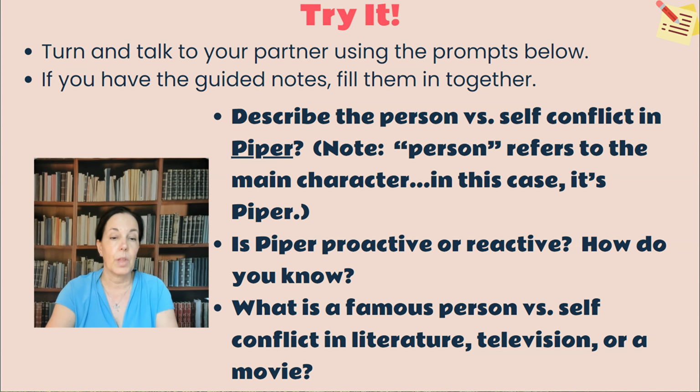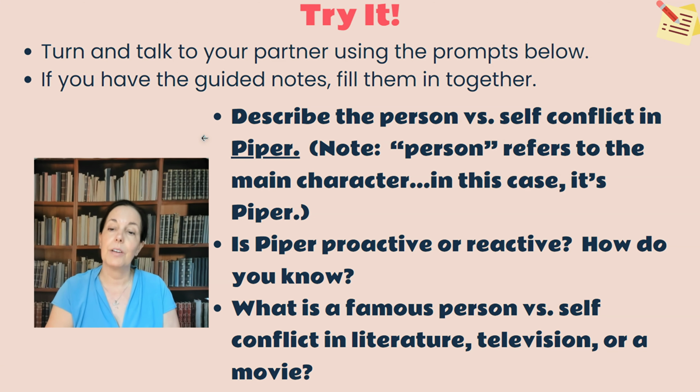Okay, and now you're going to try it. You're going to turn and talk to your partner using the prompts up here. If you have the guided notes, fill them in together. You're going to describe the person versus self conflict. Note, person refers to the main character. In this case, it's Piper, who is a bird. Was Piper proactive or reactive? How do you know? What is a famous person versus self conflict in literature, television, or a movie? Pause my video and turn and talk.